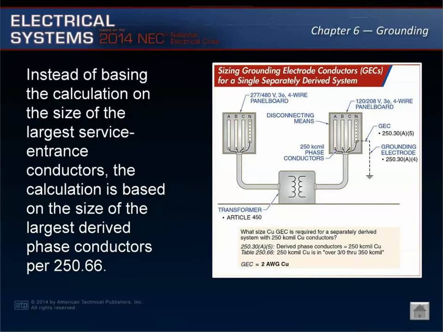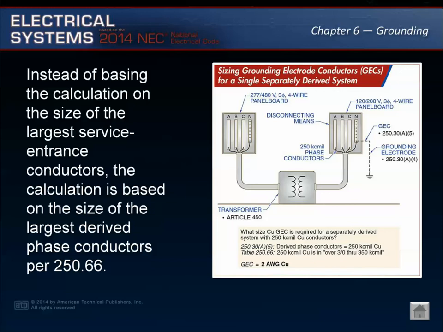Per Article 250.30(A)(5), for single separately derived systems, a grounding electrode conductor is required to connect the newly established grounded conductor to the grounding electrode. This connection must be made at the same point on the separately derived system where the system bonding jumper is connected.